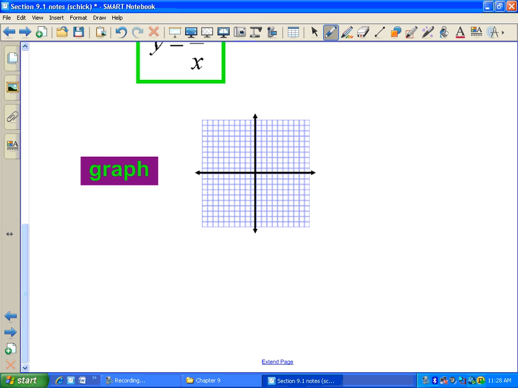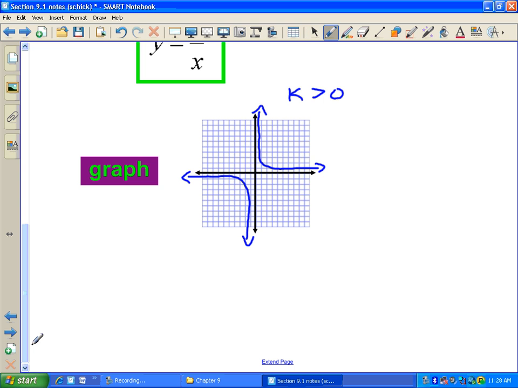Well, when k is greater than 0, I'm going to get two branches. That's one branch, and that's the other branch. This is y equals k divided by x when k is greater than 0.